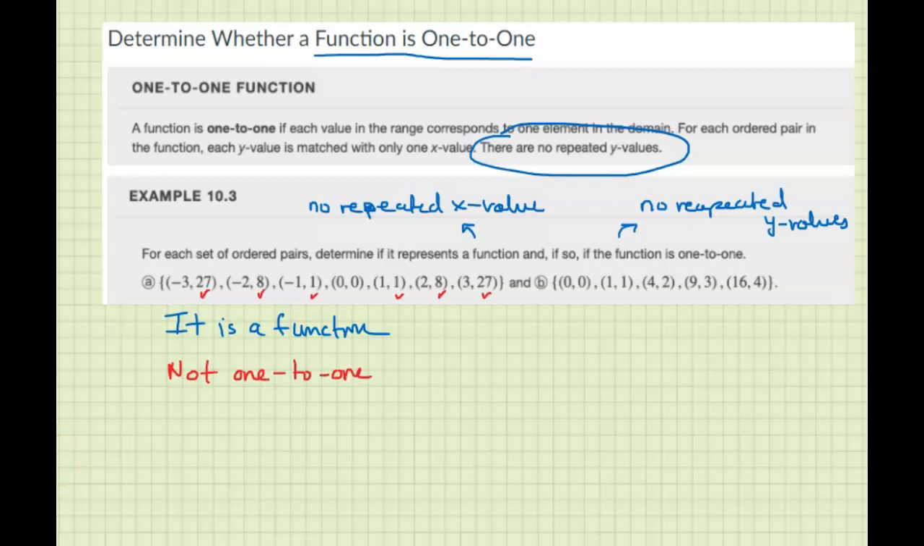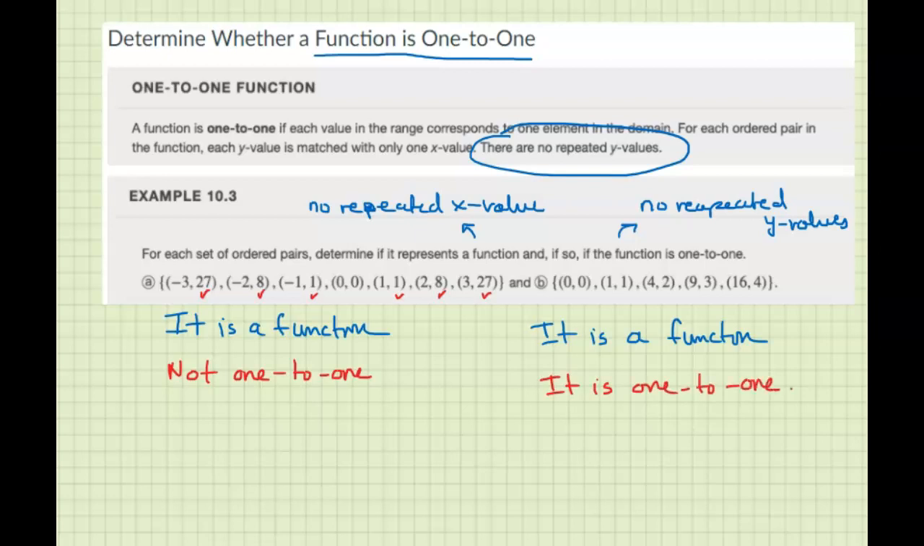All right, let's look at part B. Look for repeated x values: 0, 1, 4, 9, 6. Okay, so no repeated x values, that means it is a function. And you look at the y values: 0, 1, 2, 3, 4. No repeated y values, so you say, it is one-to-one.